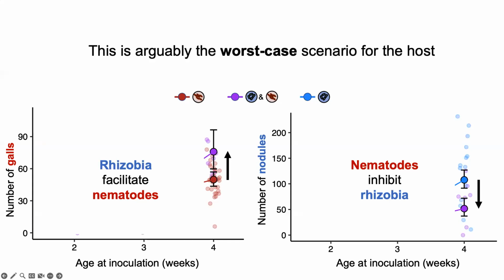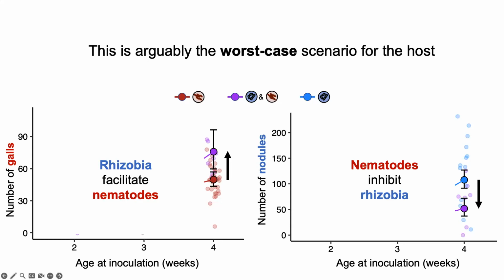So I just want to take a second here to say that this is arguably the worst case scenario if you're the host, because the parasite is inhibiting the mutualist and the mutualist is facilitating the parasite. So it's a really intriguing pattern to me as an evolutionary ecologist because it suggests that there are pretty massive fitness consequences of this conflict for the host.